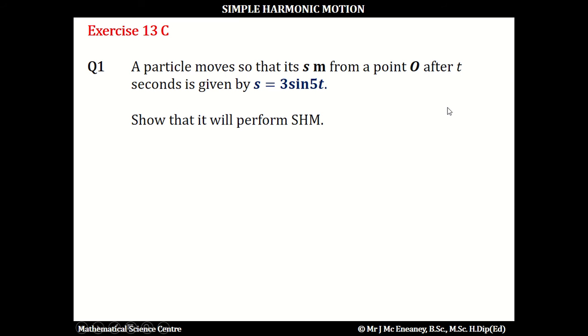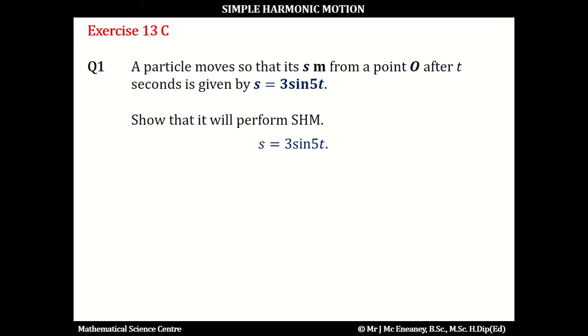Question 1. A particle moves so that it is s meters from a point O after t seconds, given by the equation s equals 3 sine 5t. We want to show that it will perform simple harmonic motion. So the displacement s is 3 times the sine of 5t. 3 is the amplitude and 5 is the angular velocity omega.